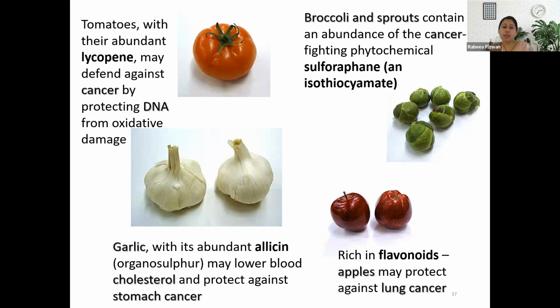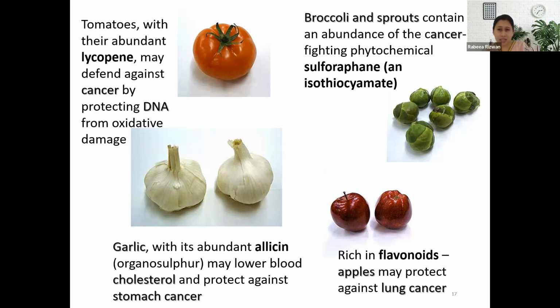How does it help defend our body? By fighting the cancerous cells, and by protecting the DNA from damage from oxidative stress. Other examples are broccoli and sprouts. They are also cancer protective. Why? Because they have a chemical that contains sulfur. Garlic is also a good source, and it also strengthens our immunity against certain fungal infections.